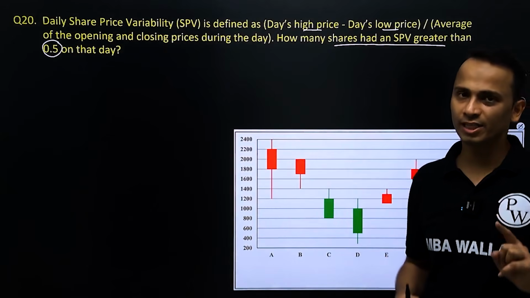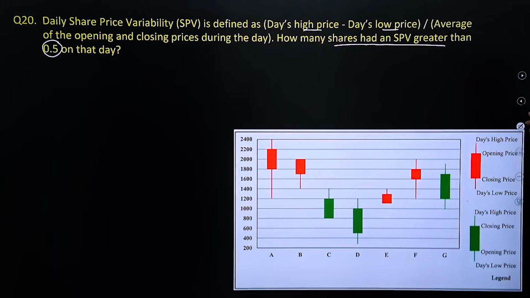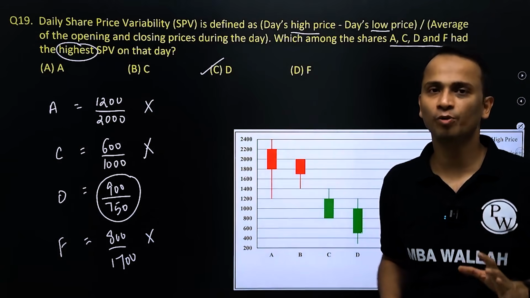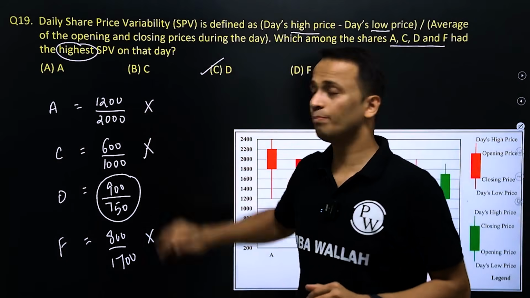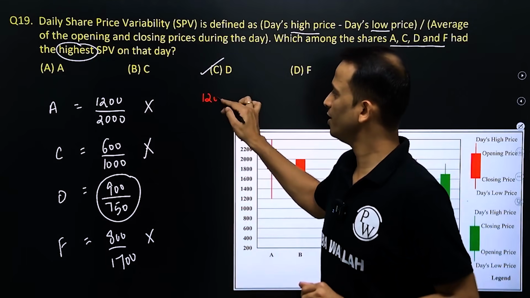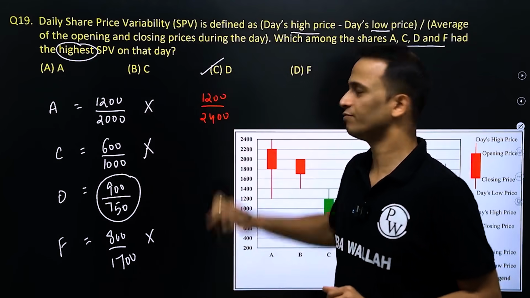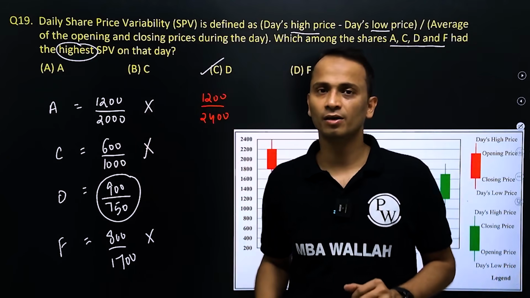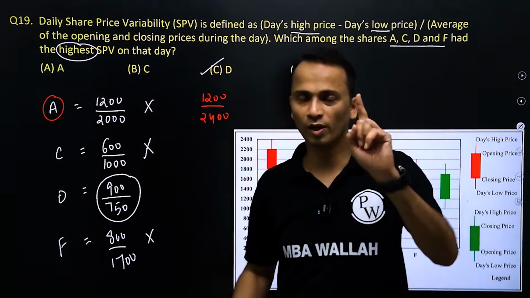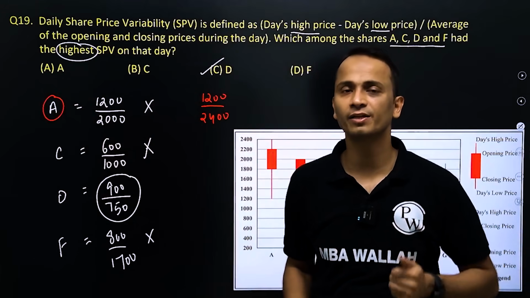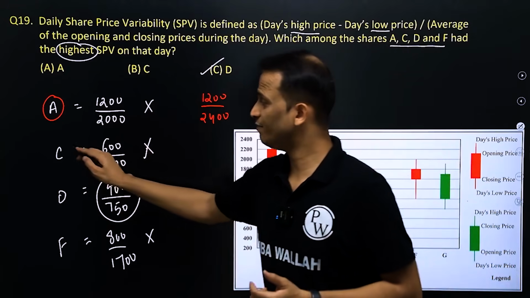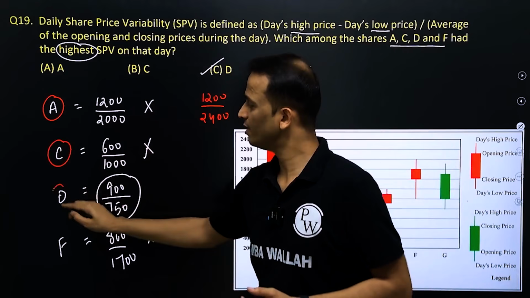Now we have already calculated SPV of 4 shares. Let's go back to this. How many of these shares have SPV greater than 0.5? Half. 1200 upon 2400 is half. Reduction in denominator will increase the value. Okay, so I can say that A is one of them which has an SPV greater than 0.5. 6 upon 10, 0.6, definitely higher. More than 1, definitely higher.